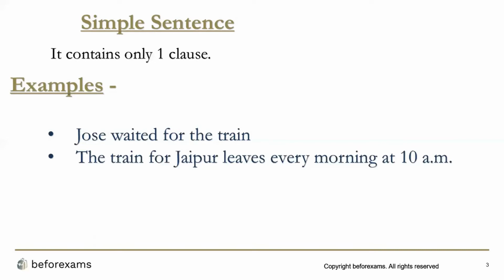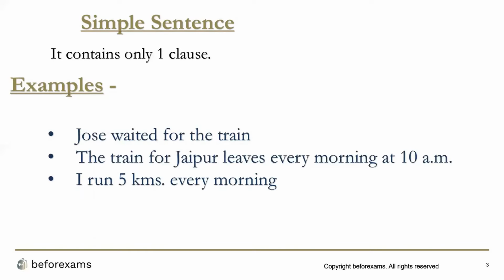Now, the sentence will be like, the train for Jaipur leaves every morning at 10. Or it could be, the train for Jaipur leaves every day at 10 a.m. So I'll be using either AM or morning. I'll not be using both together. This is the mistake that we have in this sentence.